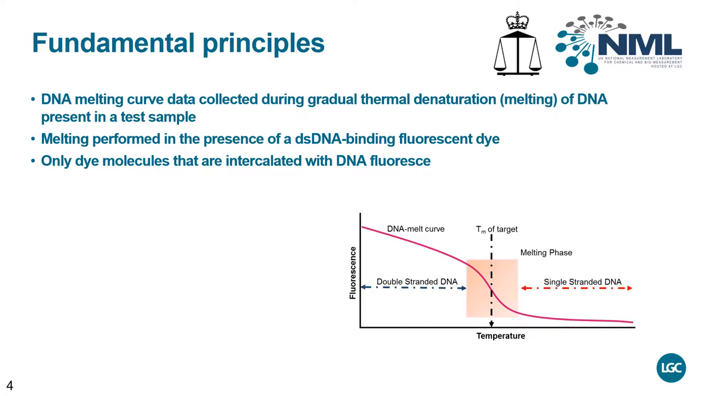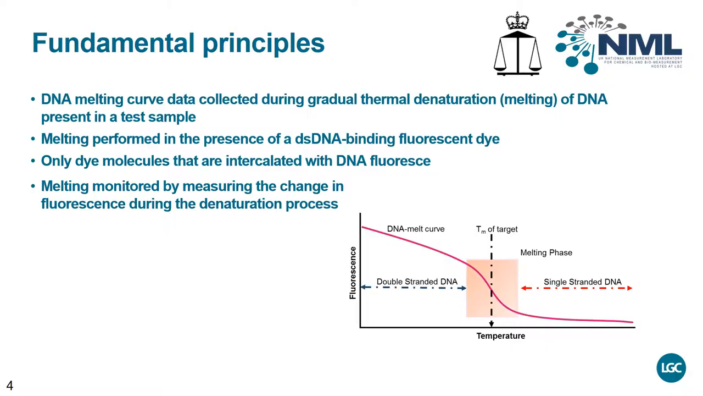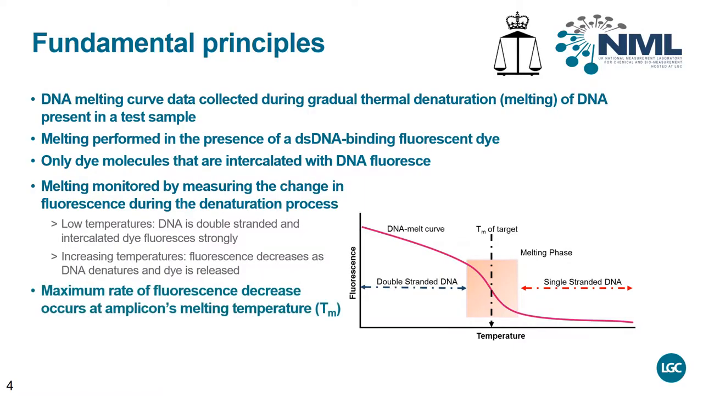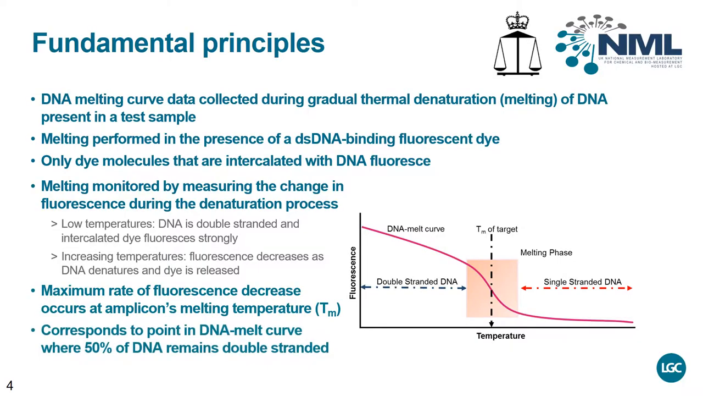Post-PCR, the level of fluorescence in the reaction mix is monitored as the amplicons are gradually denatured, or melted, by progressively increasing the reaction mix temperature. During denaturation of the amplicon, any intercalated dye molecules are released and the level of fluorescence decreases. The maximum change in the rate of fluorescence decrease occurs at the melting temperature of the amplicons. This corresponds to the point in the DNA melt curve at which an amplicon remains 50% double-stranded.